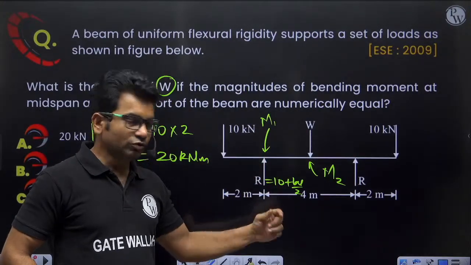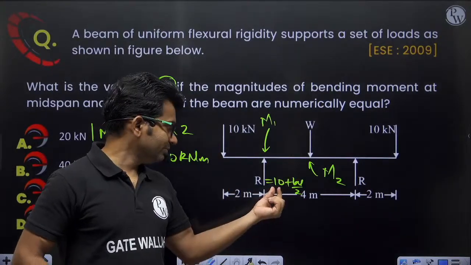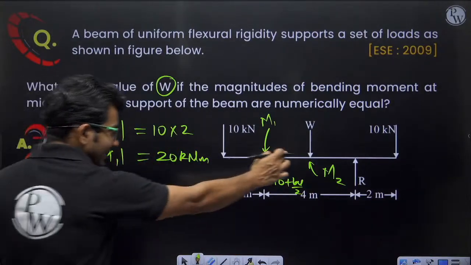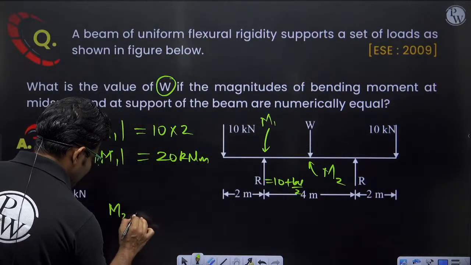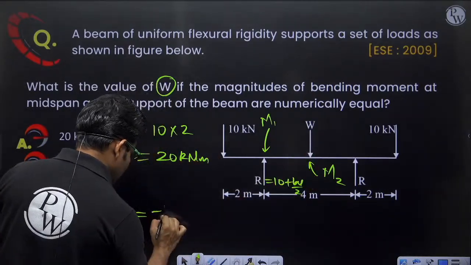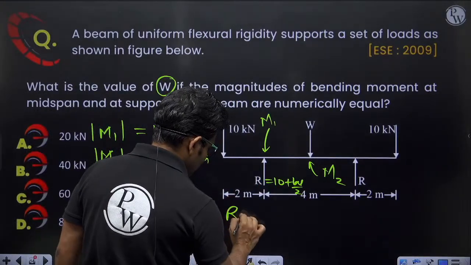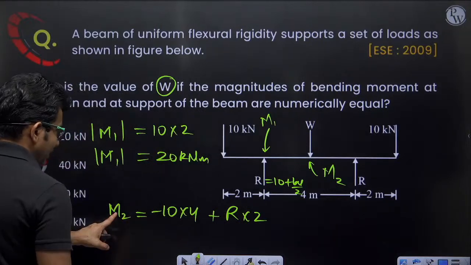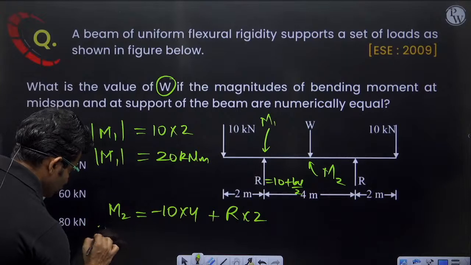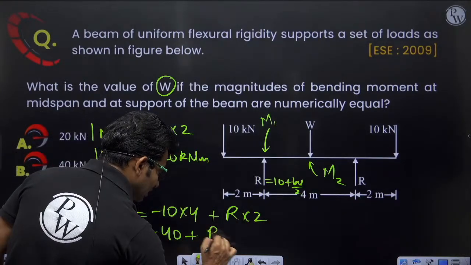So 20 plus W by 2 will be equal to 10 plus W by 2. 20 plus W whole upon 2 will be equal to 10 plus W by 2, right? Now bending moment at 2, M2, will be equal to minus 10 into 4 plus R into 2. Now M2 will be equal to 20 kilonewton meter. This will be positive. So 20 will be equal to minus 40 plus R into 2.